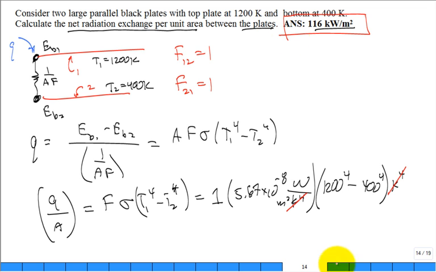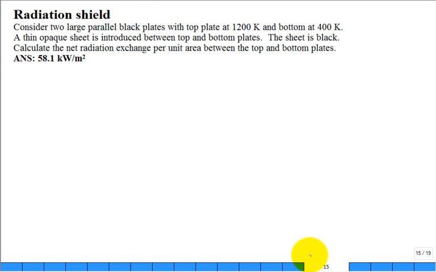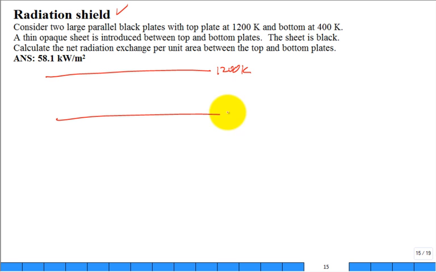So what's the slightly harder problem? You put a radiation shield in the problem. You have two plates. One plate's 1200 Kelvin, one plate's 400 Kelvin. And then you put a thin, opaque sheet. What's that word opaque mean? Can't be transmitted through there, right? So let's go ahead and put it in there. And the sheet is black.